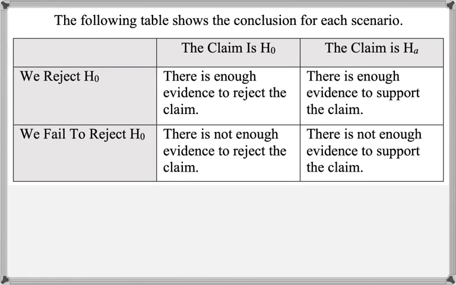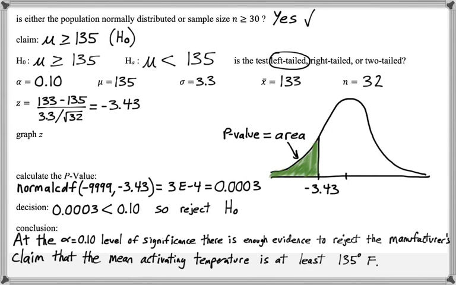So in this question, the claim was the null hypothesis, and we rejected the null hypothesis. So our conclusion has to sound something like, there is enough evidence to reject the claim. So our conclusion is, at the 0.10 level of significance, there is enough evidence to reject the manufacturer's claim that the mean activating temperature is at least 135 degrees Fahrenheit.